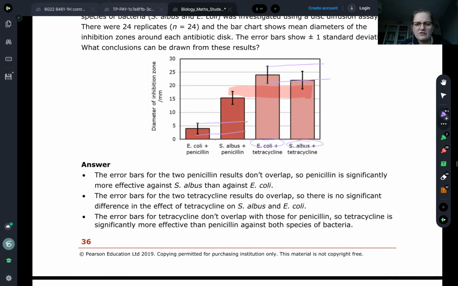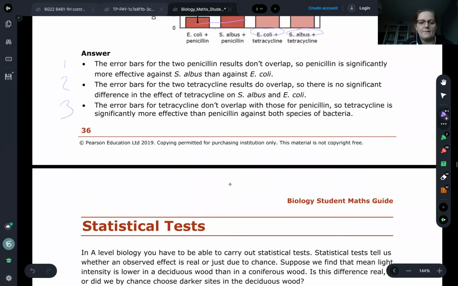The error bars for tetracycline don't overlap with those for penicillin, like we said earlier. The tetracycline is significantly more effective than penicillin against both species of bacteria. So you've got those three different points just from looking at those error bars. That's really important to look at.